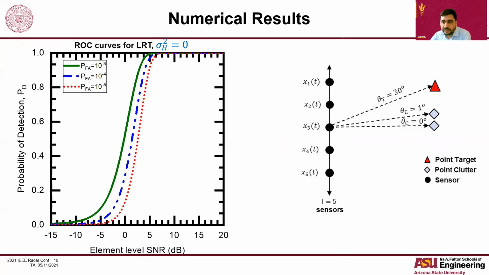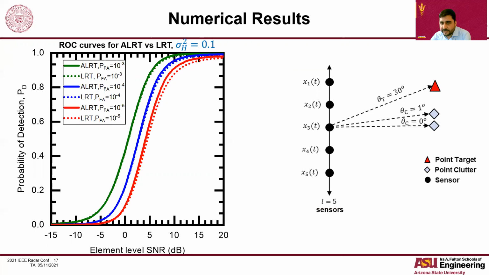This slide shows the ROC performance results of a very special case in which we perfectly know the channel matrices. I'm plotting the probability of detection versus SNR for 3 different choices of probability of false alarm. So in this case, as soon as the signal level exceeds the noise, we see the detection performance go up.